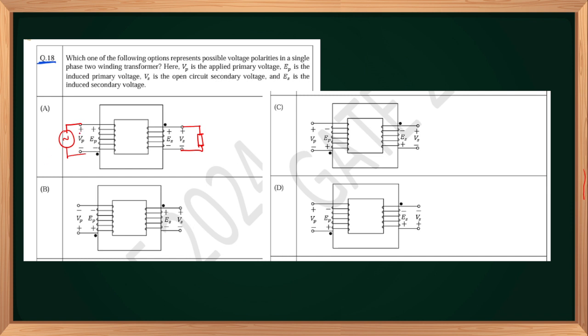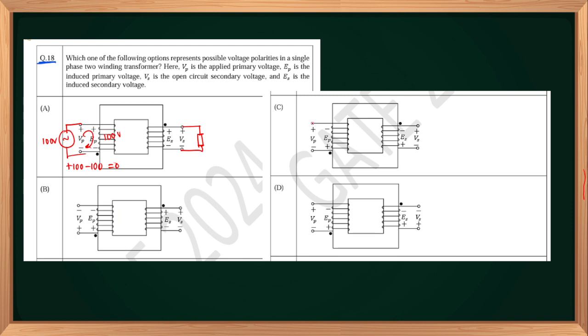To satisfy KVL, let us take it as 100 volts here. So what will be the Ep? Approximately 100. Ep is also going to be approximately 100 because I am not taking any losses here. So if you write KVL, it will be plus 100 minus 100 equal to 0 in this primary loop. So KVL is satisfied here.